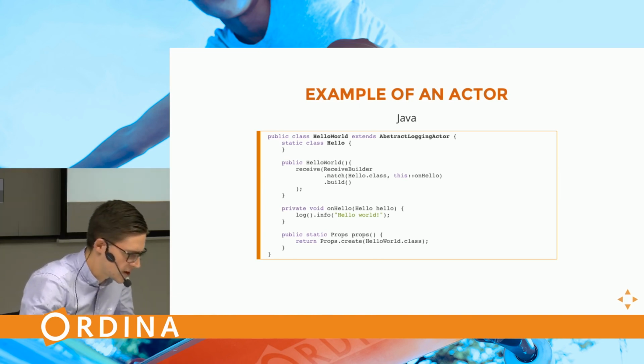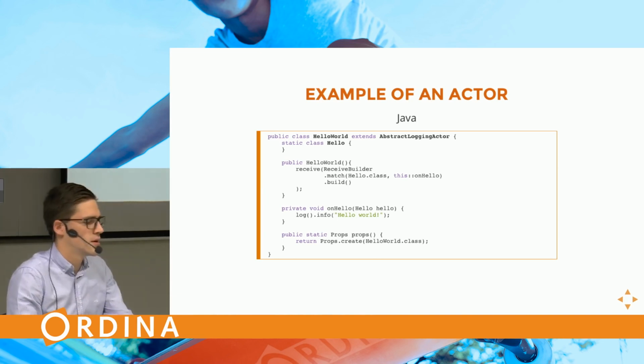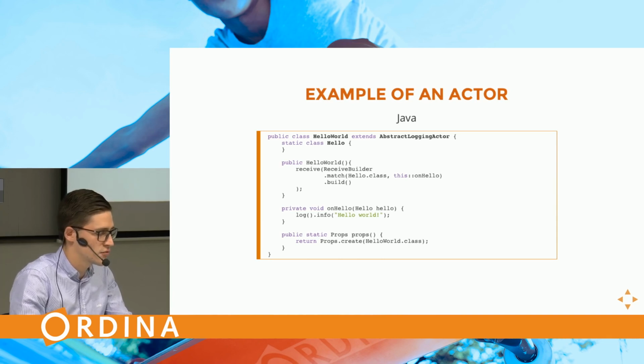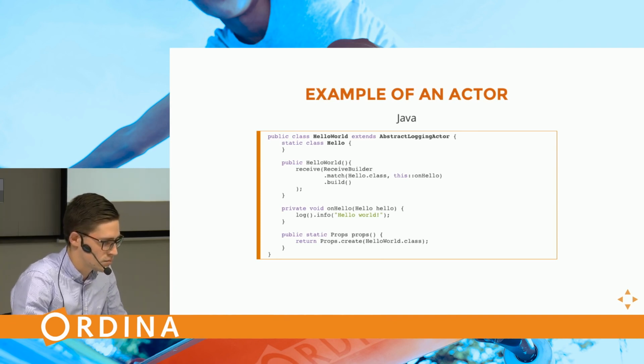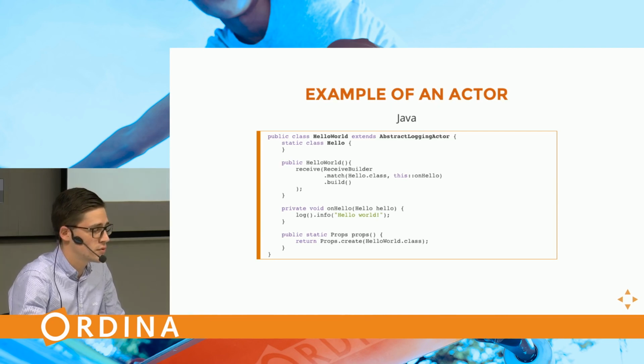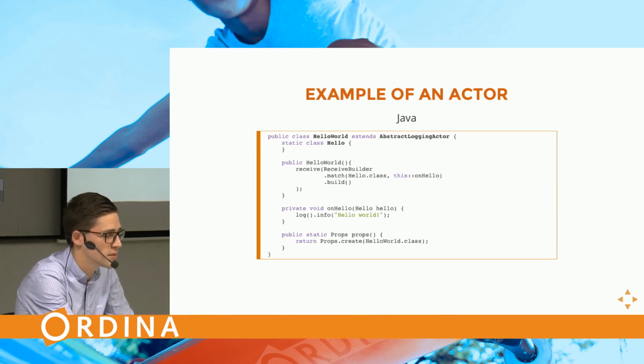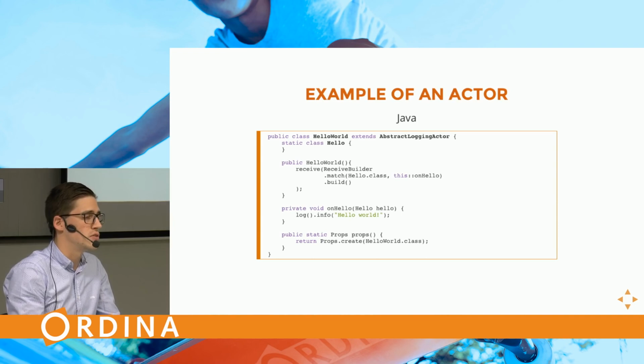So there we had the onHello method, and at the bottom we also have the props thingy that I mentioned about. So it's also a best practice to define a default props implementation in your actor class. And yeah, so this is the default way. In this props method, you define the default way, the default recipe for constructing an actor of this type.